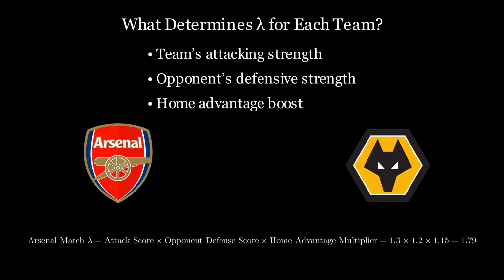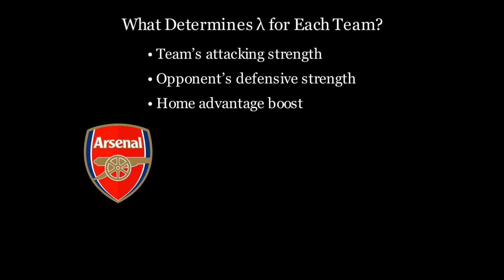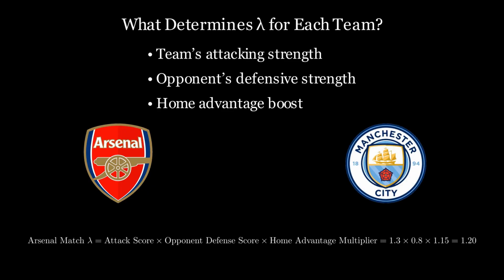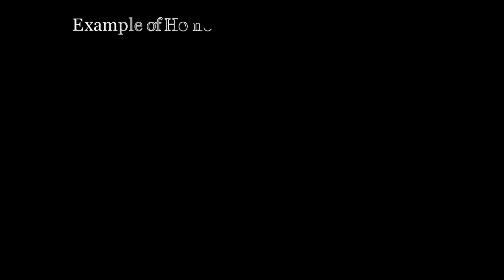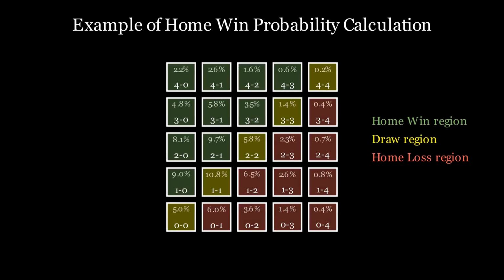But if Arsenal are playing Manchester City, the opposite happens. City's strong defense will pull Arsenal's expected goals lower, giving them a smaller lambda for that game. Now, the factors affecting lambda were not a complete list, but they were enough to demonstrate the main idea. Now we can put everything together before showing the predicted league winner.